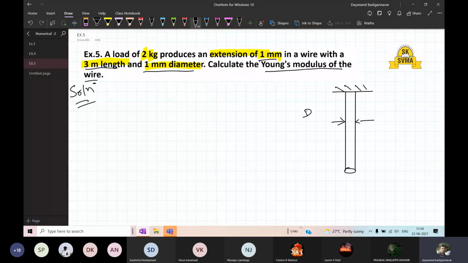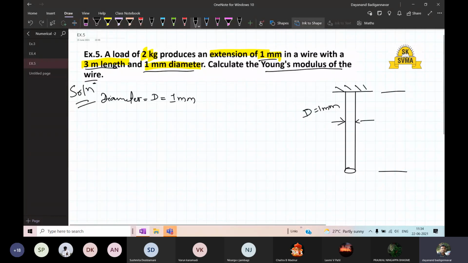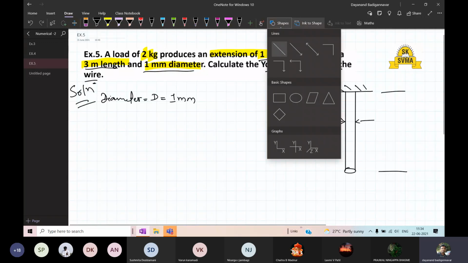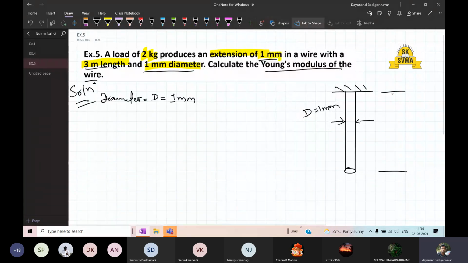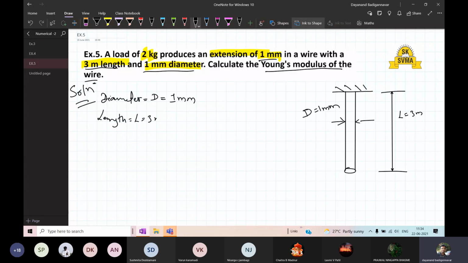Diameter D is given. It is 1 mm. So first you write the diameter, with a length of 3 meters. This is the length. What is the length? Length is 3 meters.